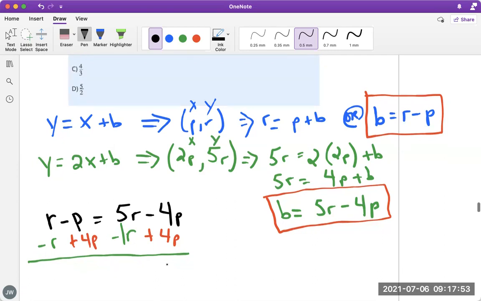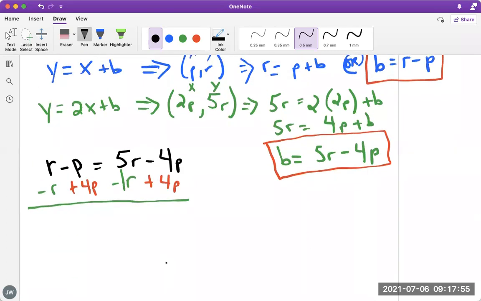I hope that makes sense. It should. I just don't want you to do it together if you're not ready. Okay, so these cancel, and I'm left with, that's like a -1, right?